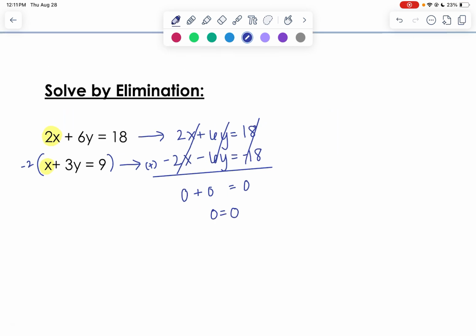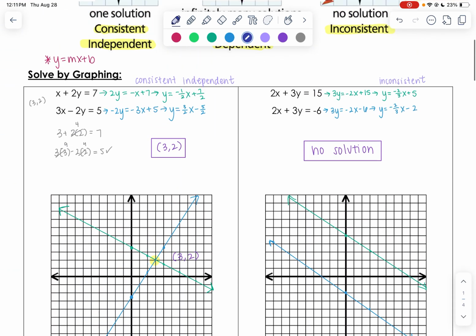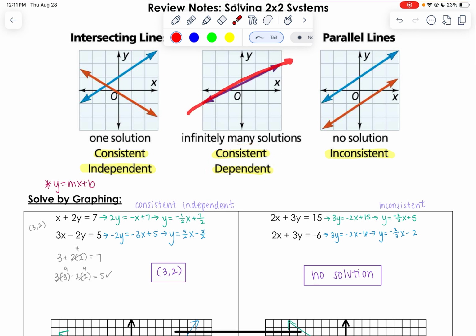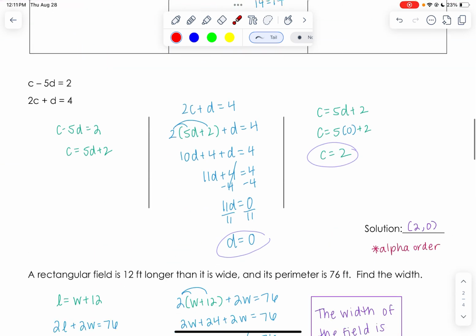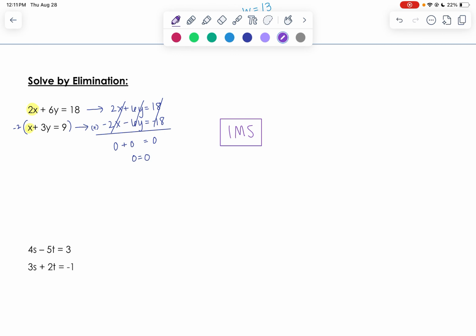Which means that, thinking back, if you were going to graph this, if you get 0 equals 0, that's a consistent dependent system. Everything lined up, everything matched up, everything canceled out. So your answer would be infinitely many solutions. And really the only way to check these infinitely many solution ones would be to graph it. Solve it by a different method. Solve it by substitution, solve it by graphing, and you should get the exact same thing.